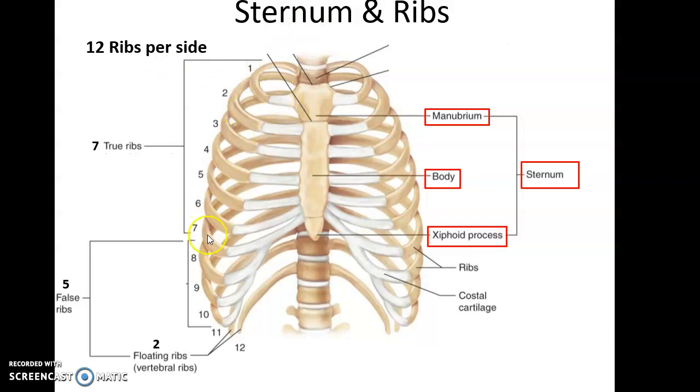The first 7 ribs on any side are referred to as the true ribs because they form a cartilaginous joint directly with the sternum. Then ribs 8 through 12 are called the false ribs, because they either attach to the cartilage of rib 7 or they don't attach at all. Ribs 11 and 12 are also known as floating ribs because they don't attach at all to the sternum. So 7 true ribs, 5 false ribs, 2 floating ribs. And the cartilage attaching to the sternum is known as the costal cartilage.